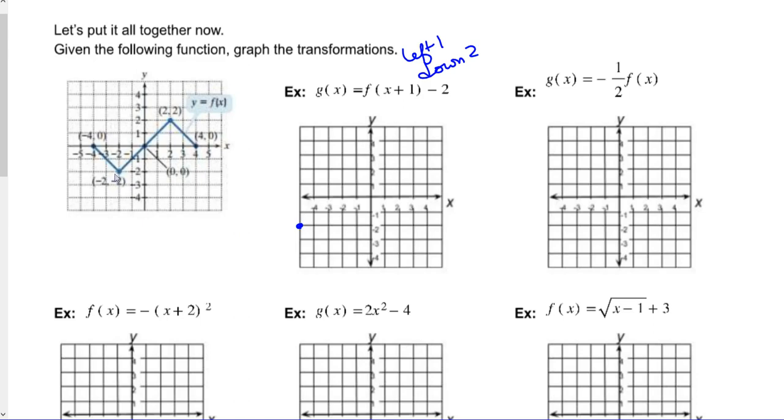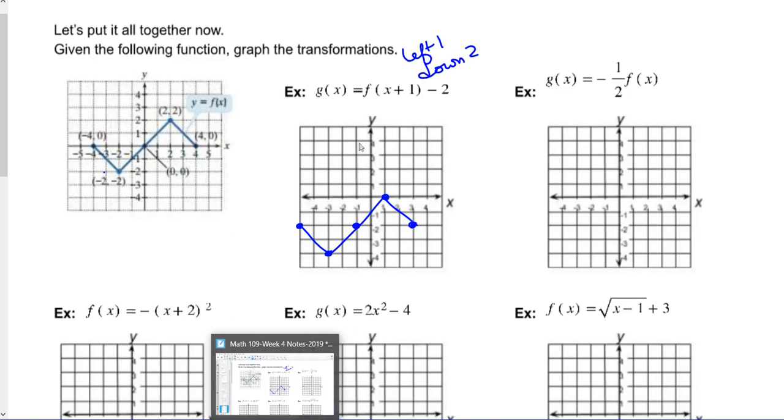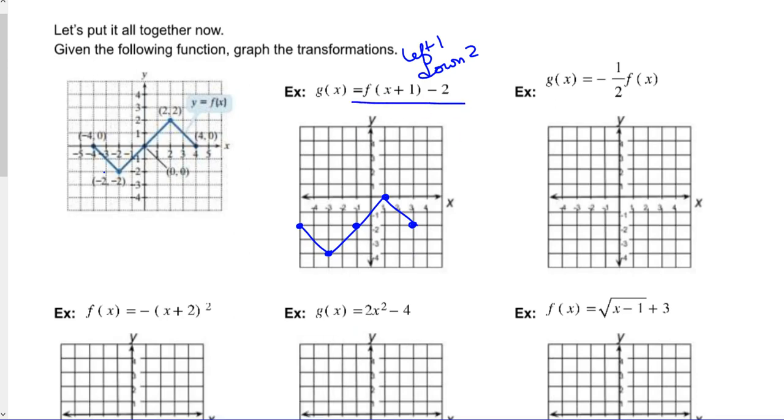Take our next point, we're going to go left 1 and down 2. Now gives me the point -3, -4. Go to the left 1 and down 2. Gives me the point -1, -2. Left 1 and down 2 is now the point 1, 0. And left 1 down 2 gives me the point 3, -2. So on our coordinate, this is the transformation f of x plus 1 minus 2.